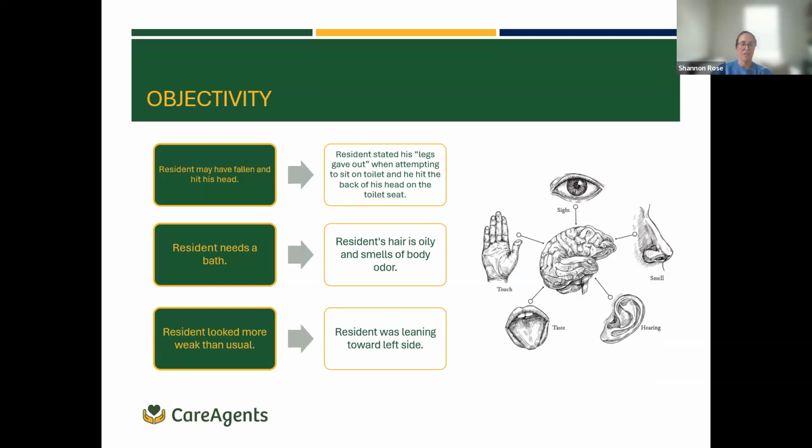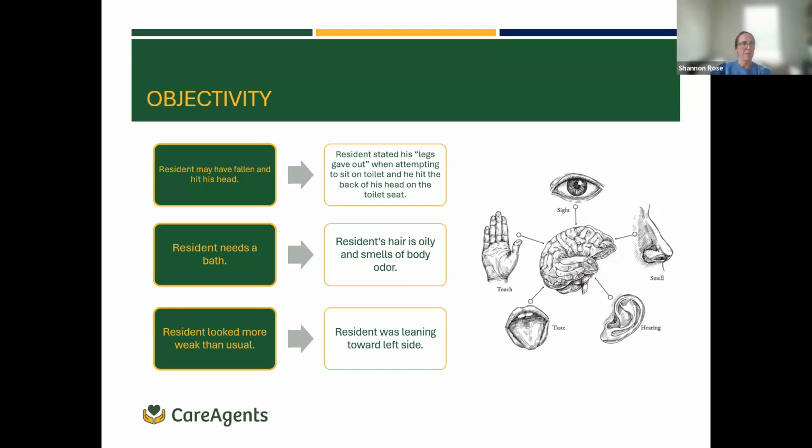Documentation in the resident record needs to be objective. Objective documentation is factual, measurable, observable information that can be verified by others. Objectivity requires you to eliminate personal interpretation or bias. An easy way to do this is to stick to what you saw, what you heard, what you physically touched, what you smelled, what you measured. So remember to follow your senses to remain objective.